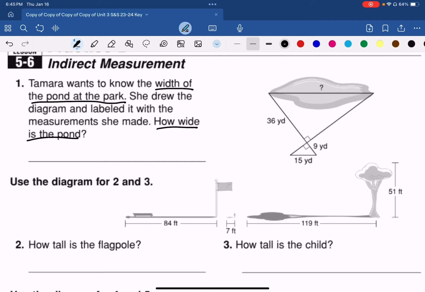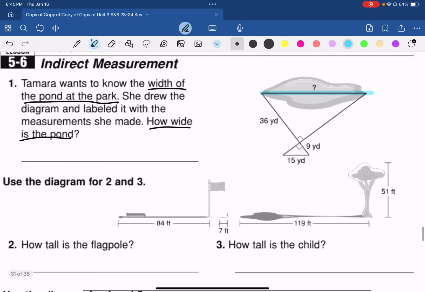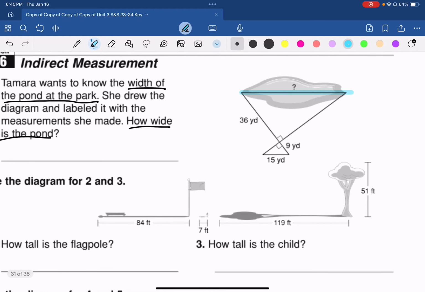Oh, they put a question mark on it. We're looking for this width of the pond, right? And those of you who are wondering, where are the two triangles I need to compare? Well, there's the width of the pond on the big triangle. If you're not sure, there's the width of the pond on the small triangle. And then the bottom of the large triangle is right there. The bottom of the small triangle is right there.